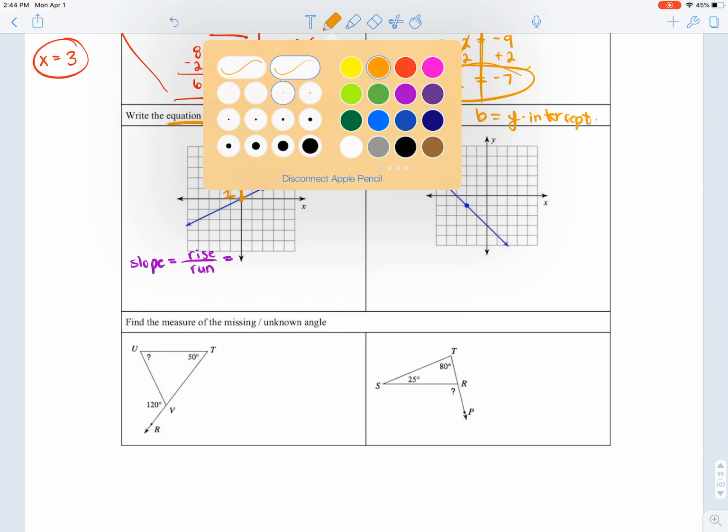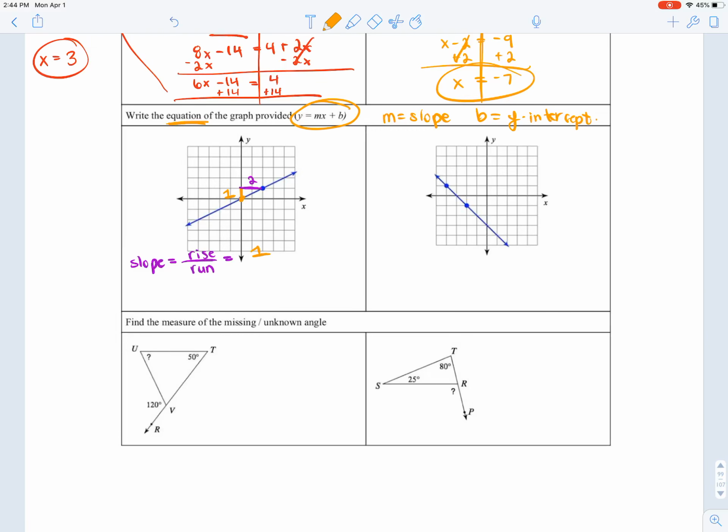So when we write this, our slope is going to be, we rose 1, so that's 1 over our run, which is 2. So our slope is 1/2. Cool. Now we need to find our y-intercept.